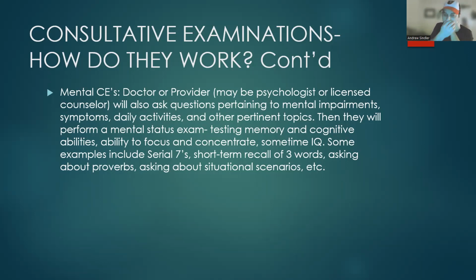Some examples of things they do, just to give you a few, and I have them listed here, but I'm going to explain them. So serial sevens is where they generally tell you to start at 100 and count backwards from 7. In some ways, it feels more like a sobriety test than a medical exam. Short-term recall of 3 words. So they'll tell you 3 words, whatever the 3 words are, and it's never the same thing. So it's not like you can memorize them ahead of time.